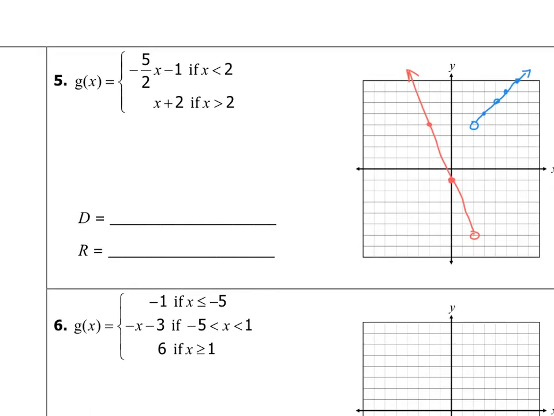The domain, if you scan from left to right, it would be everything, except I'm not including the number 2. I have 2 open circles. So here's the way I want you to write this one. It's x such that x does not include 2. It's all real numbers almost, except it doesn't include that one little 2.